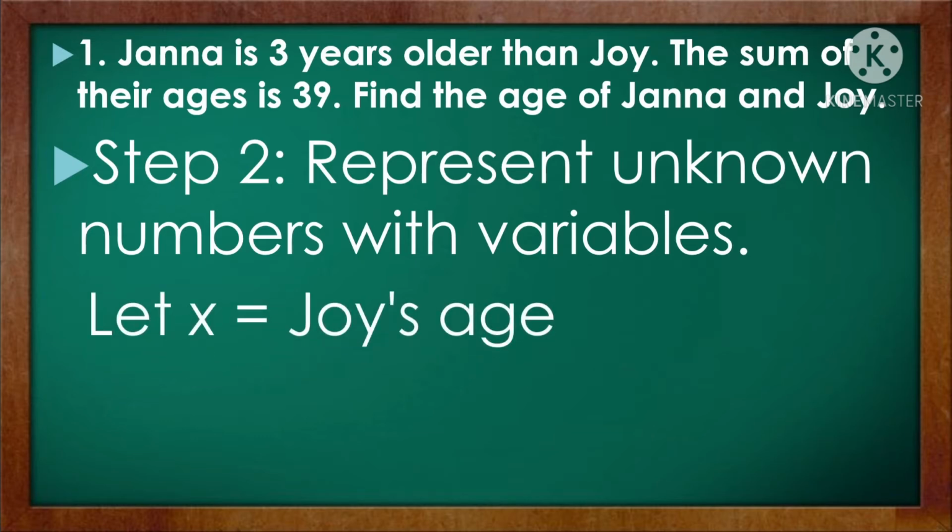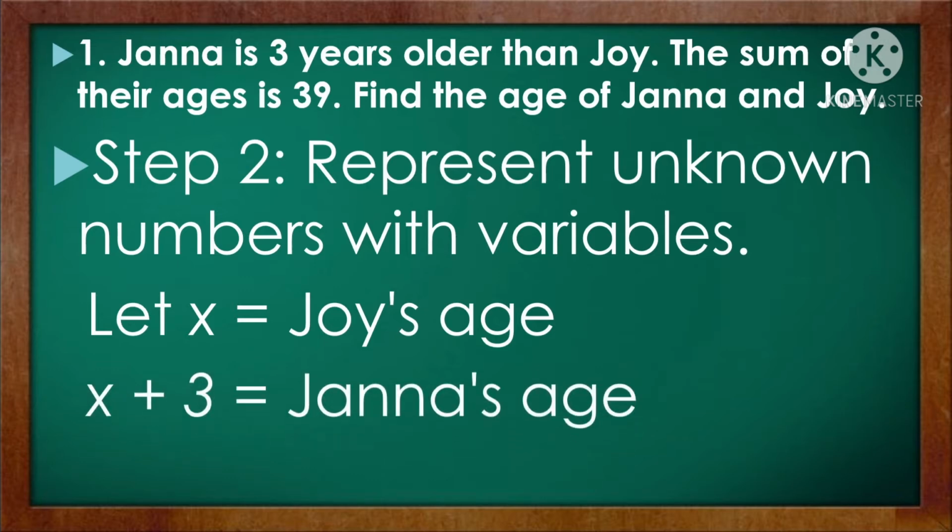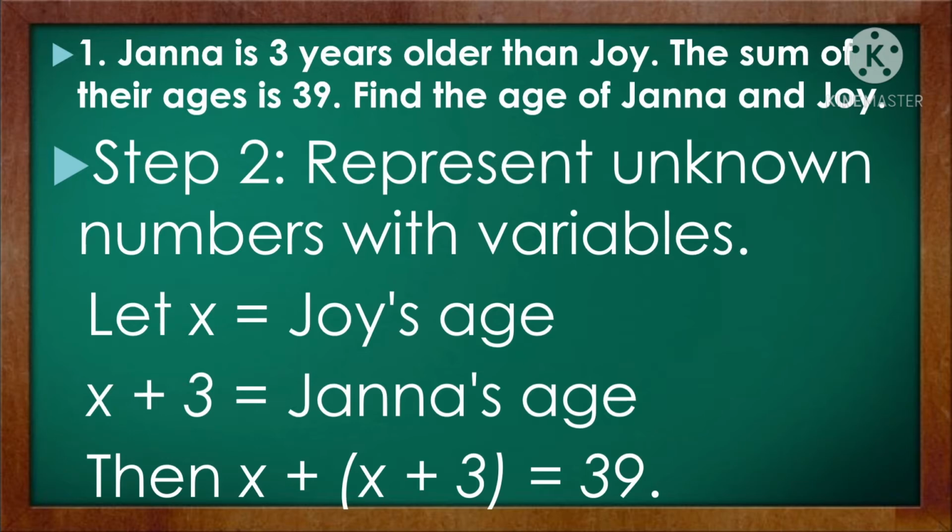Let x be Joy's age, and x plus 3 is Jana's age, since Jana is 3 years older than Joy. So we'll add 3 to x. What do you think will be our equation? That's right. Our equation will be x plus quantity x plus 3 is equal to 39. Since the sum of their ages is 39.